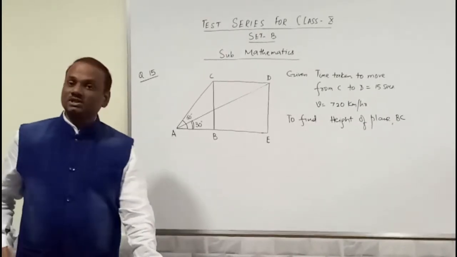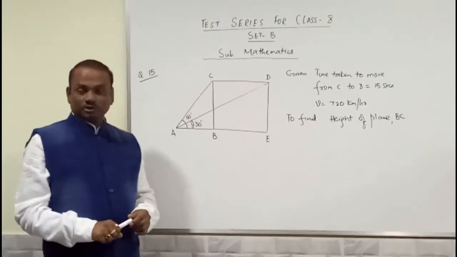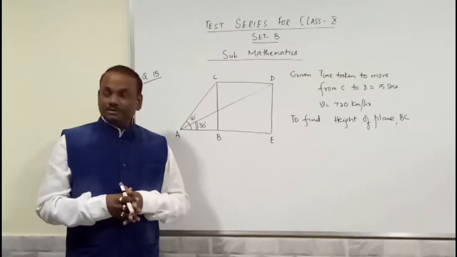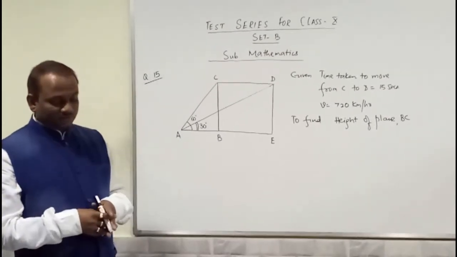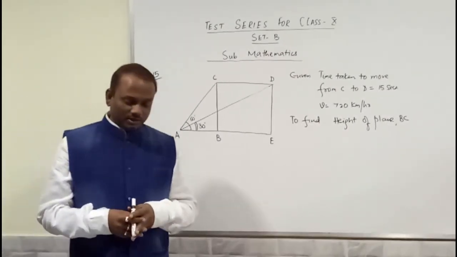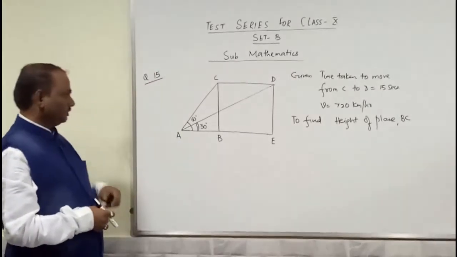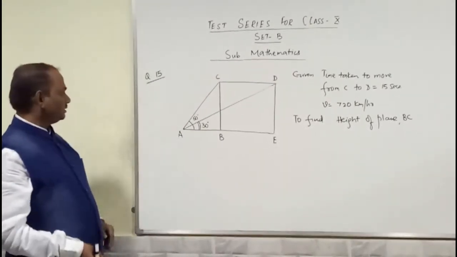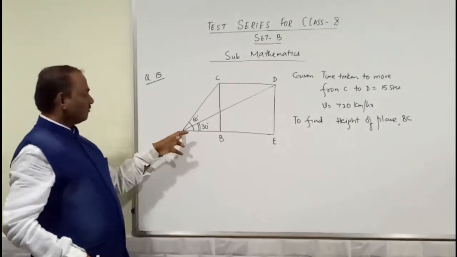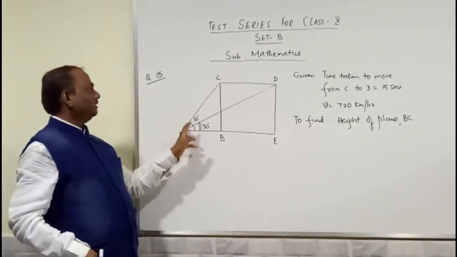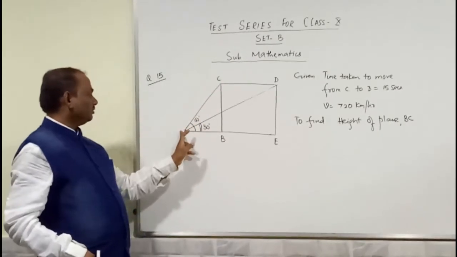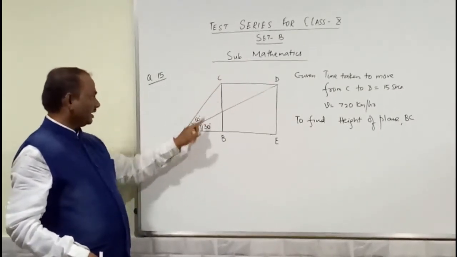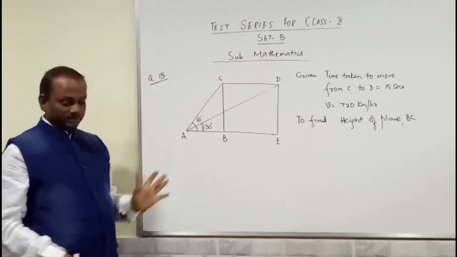The next question is question number 15, a question from trigonometry. It's given the angle of elevation of a jet fighter from a point A on the ground is 60 degrees. It is just like you are looking at a jet at a particular height. So the point is this, from where the person is looking, and the jet is over here. The angle of elevation is 60 degrees. This angle CAB is 60 degrees.